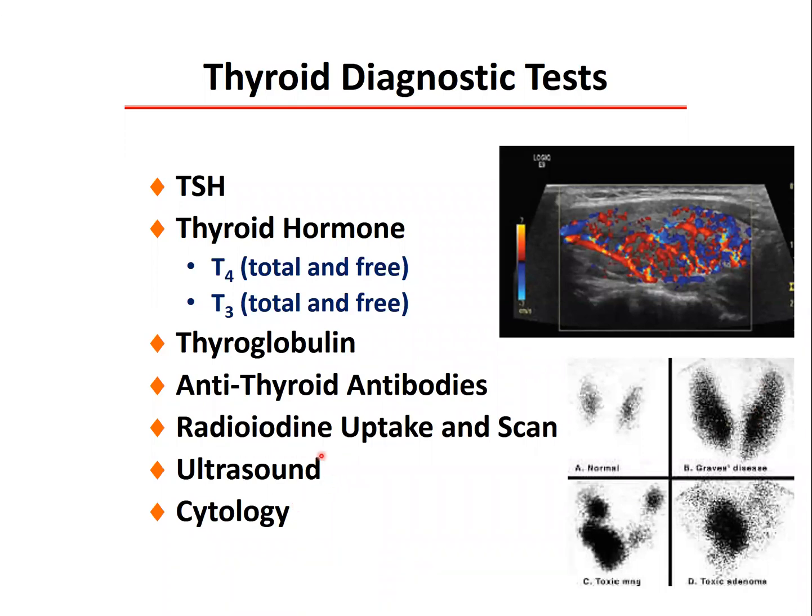Ultrasound is another very important one, especially since a cystic mass can be detected easily, or the fine needle aspiration, the cytological evaluation, is important.